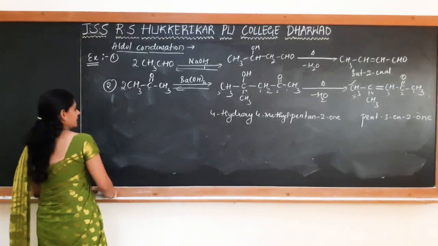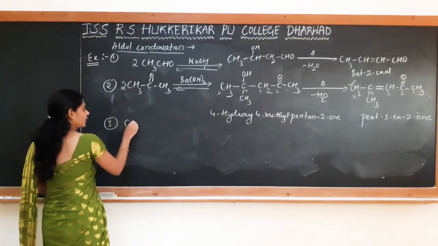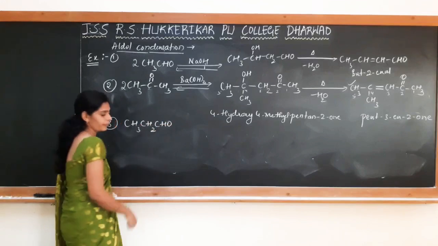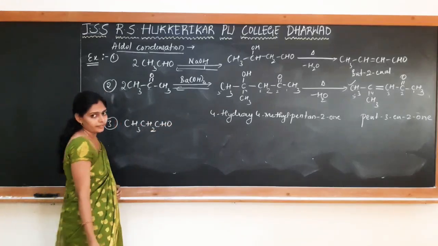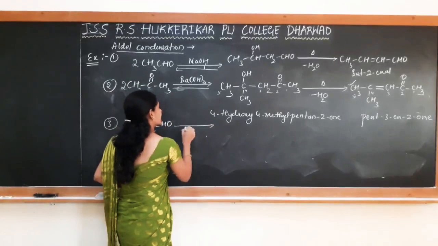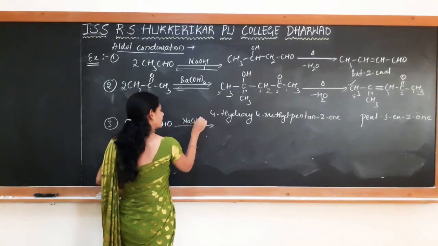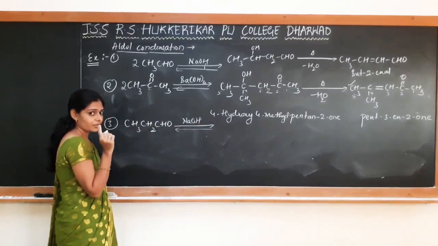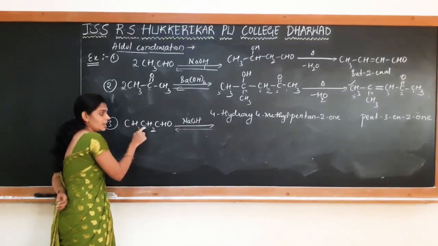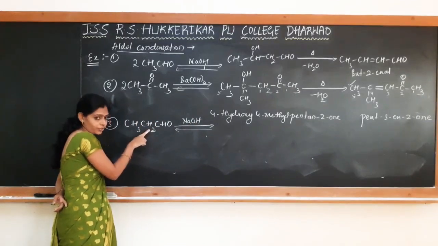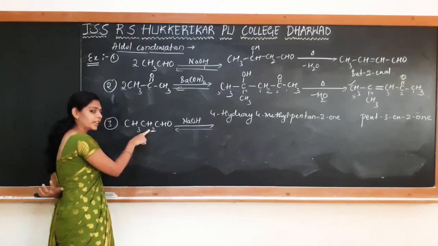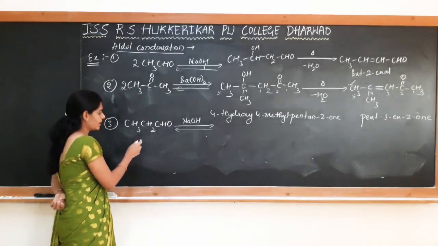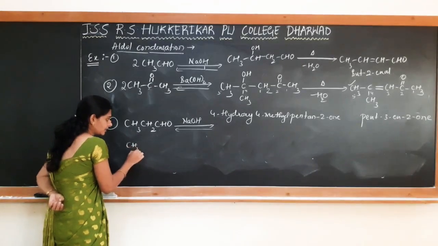Third example I take here is CH3 CH2 CHO. So this is propanal. Okay. Now what happens if it is treated in presence of sodium hydroxide? It undergoes again aldol condensation. So which is the alpha hydrogen here? This is your alpha hydrogen which is to be removed. So what product are you getting? Can you write the final product directly? See how to write the final product.